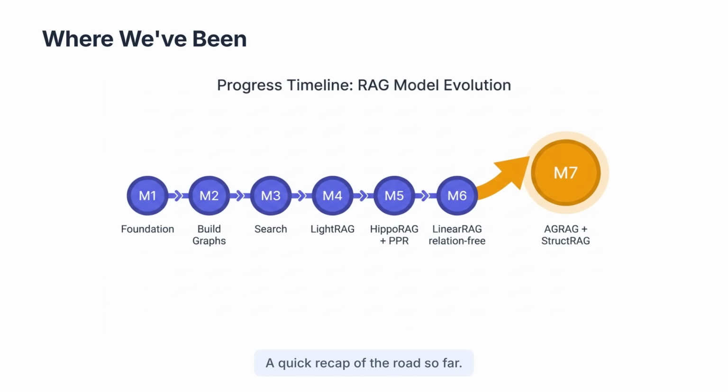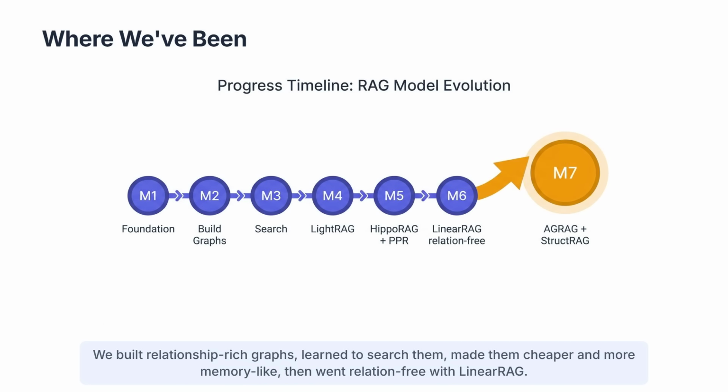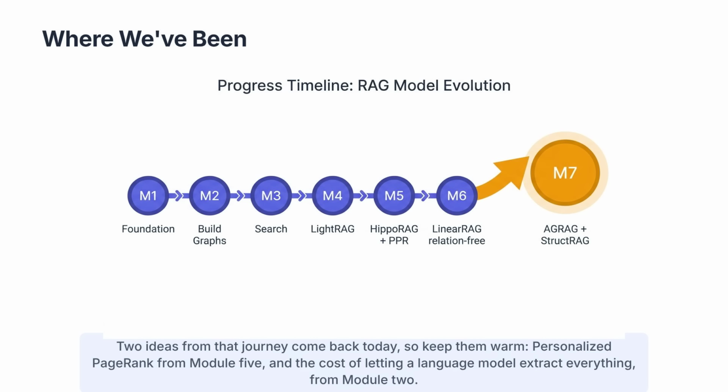A quick recap of the road so far. We built relationship-rich graphs, learned to search them, made them cheaper and more memory-like, then went relation-free with linear RAG. Two ideas from that journey come back today, so keep them warm: personalized PageRank from Module 5, and the cost of letting a language model extract everything from Module 2. We will lean on both, not re-explain them.